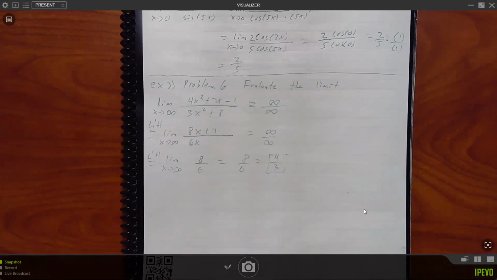Does that make sense? Yeah, we're just trying to get rid of those x's. Yeah, pretty much. Once the x's are gone, we're not dealing with infinity anymore.